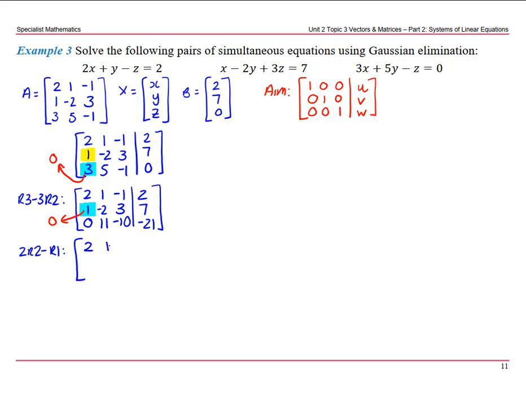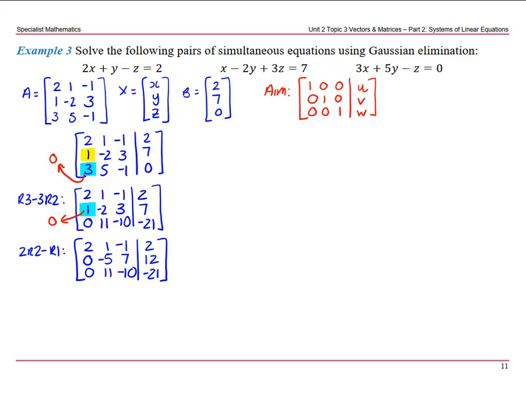So my first and third rows are staying the same. I'm only looking at my second row. So 2 lots of 1 minus 2 is 0. 2 lots of -2 is -4, -4 minus 1 is -5. 2 lots of 3 minus -1. So 6 take -1 is 6 plus 1, which is 7. 2 times 7 is 14. 14 minus 2 is 12.